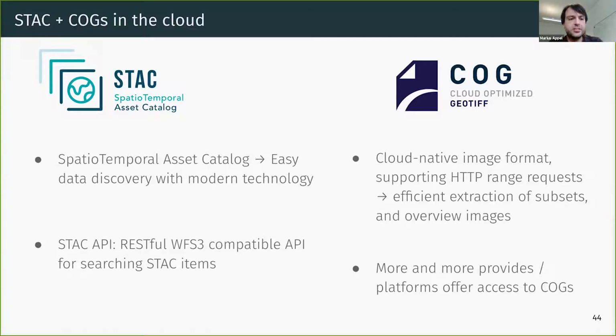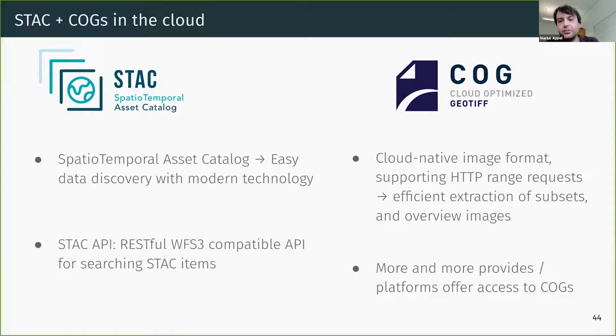And in this regard, I just want to highlight two very promising technologies that are more and more used, which is the SpatioTemporal Asset Catalog, STAC. And that provides easy data discovery with modern JSON technology. And also there's the STAC API, which is a RESTful WFS3 compatible API for searching STAC items. And that's very useful for satellite image collections because you can really efficiently find the images that intersect, for example, with your study region. So that's a very cool development that makes cloud processing a bit more fun.